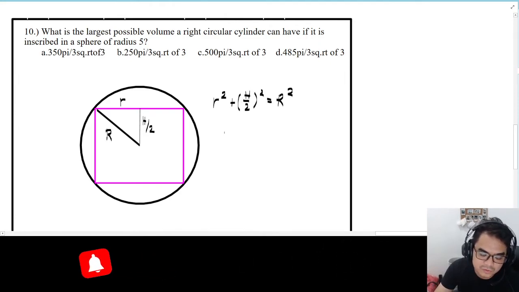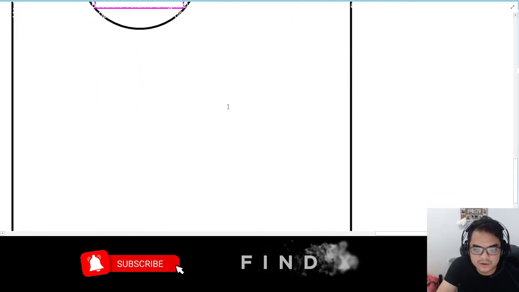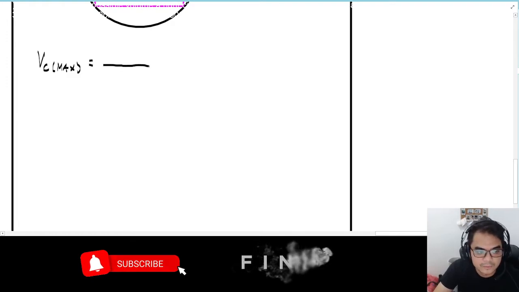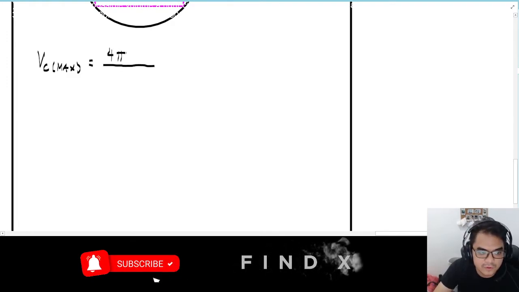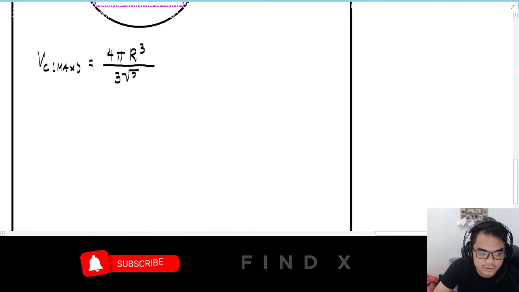Now, if you continue to do this using the volumes and then performing the derivative, what you will get here is the volume of the cylinder. This is the max. The max is equal to, here's the formula, 4 pi R cubed all over 3 square root of 3.